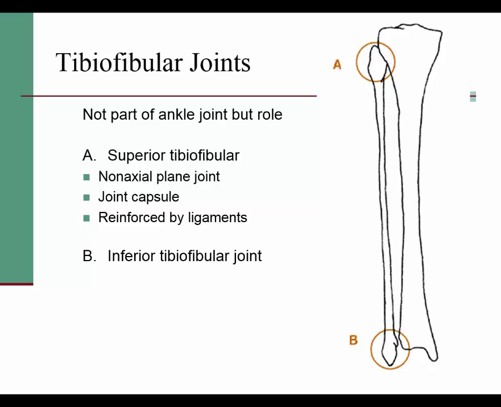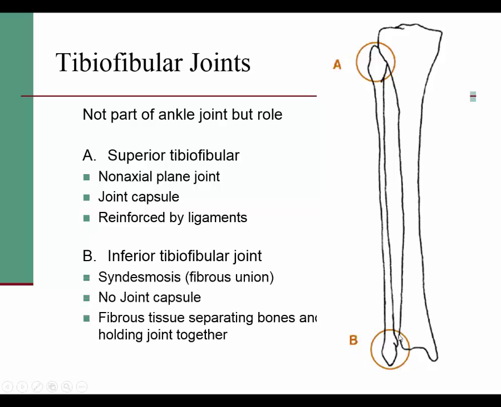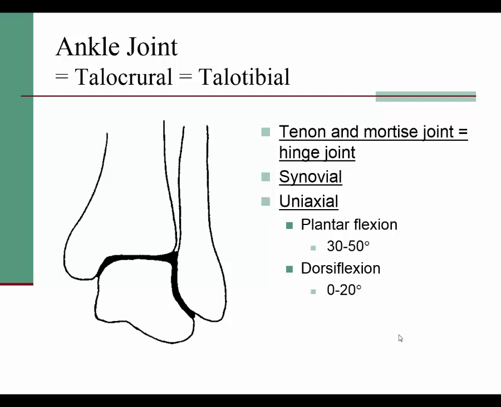The talocrural or talotibial joint, we use those interchangeably. This is more of what's considered a tenon and mortise joint. It is a hinge joint. If anyone can remember what a hinge joint is, that's movement in one plane. It is synovial, and then of course uniaxial. It only performs plantar flexion and dorsiflexion here, and make sure you know this for sure. This is considered the true ankle joint.